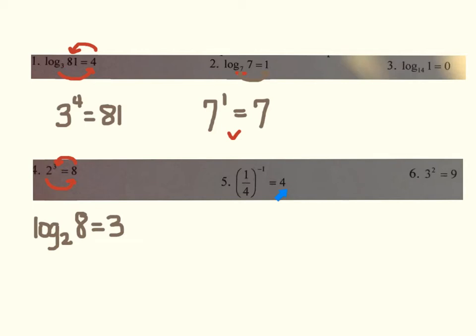Let's try this one right here. Let's change this back into logs. So remember, the first thing if I'm converting to logs is I write the word log, and the base of that exponent is the base of my log. So this is the base of my exponent, so it's going to be the base of my log. I'm going to cross across the equal sign, so log base 1/4 of 4 equals -1.